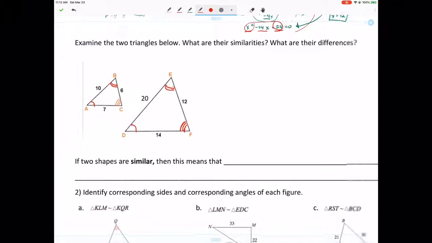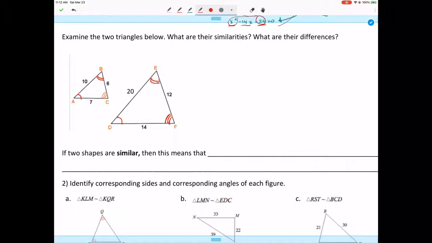All right, so if two shapes are similar, I'm looking right here, then this means that corresponding angles are congruent.